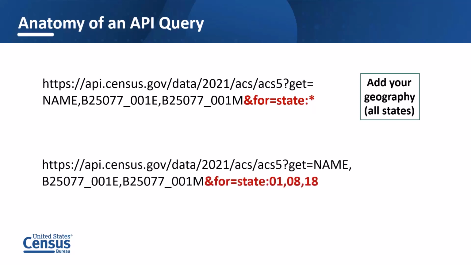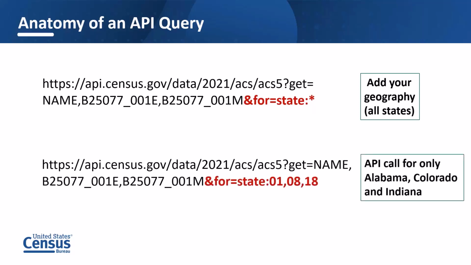You can also do a call just to include specific geographies in your API call. Here's the exact same API call, but this call is just for Alabama, Colorado, and Indiana, as indicated by the 01, 08, and 18, the state codes. And I'll show you how to get those in a few minutes. And you want to make sure they're separated by commas, just as with the variables.